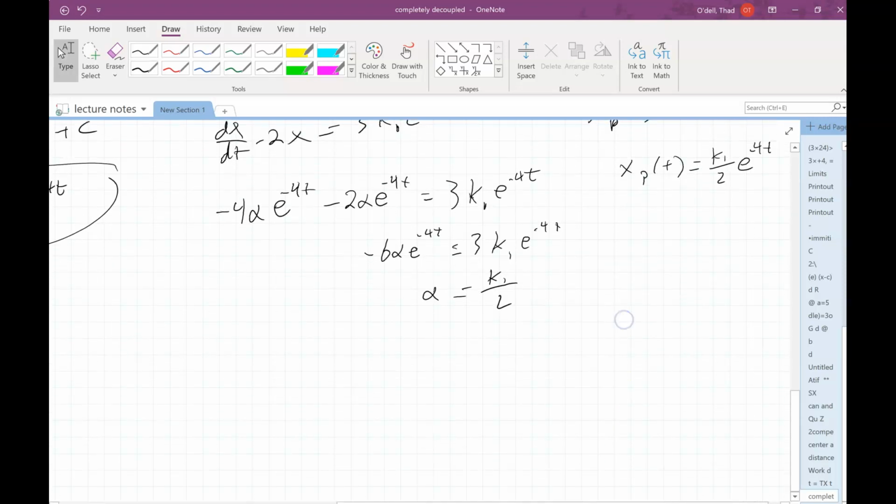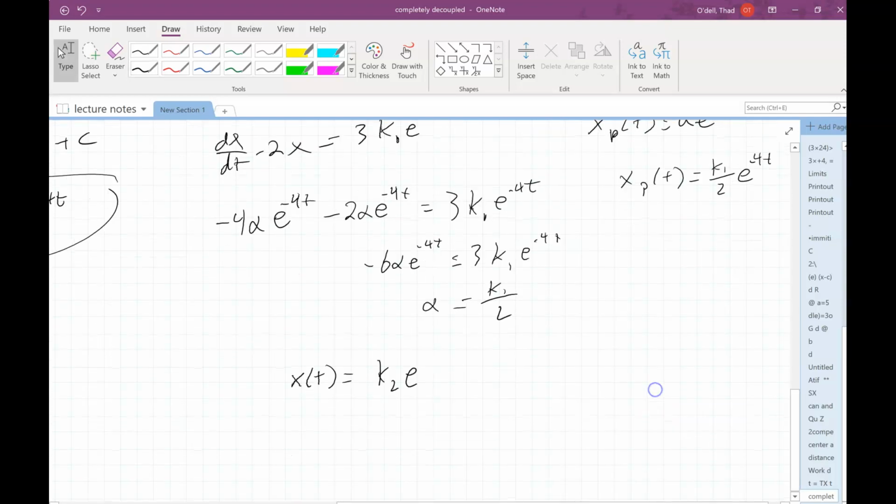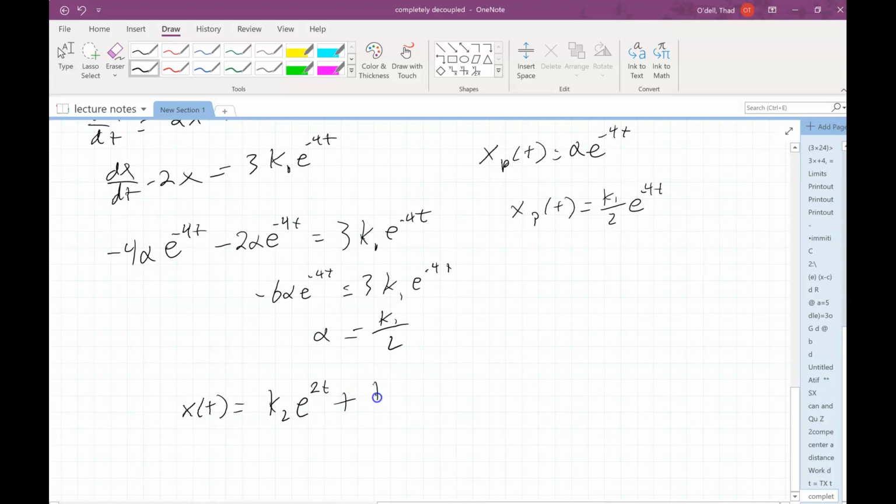So then we write our final general solution. That would be x of t is equal to my homogeneous solution, k sub 2 times e to the 2t, plus my particular solution, k sub 1 over 2 times e to the negative, whoops, negative 4t. Whoops, that should have been negative, shouldn't it? That should have been negative, which means that should have been negative. There we go.